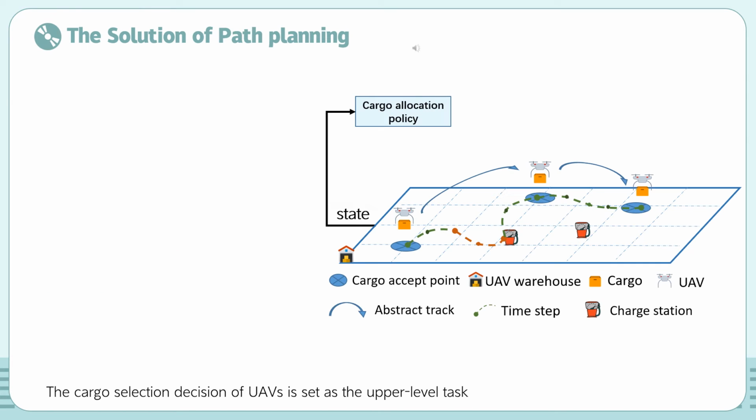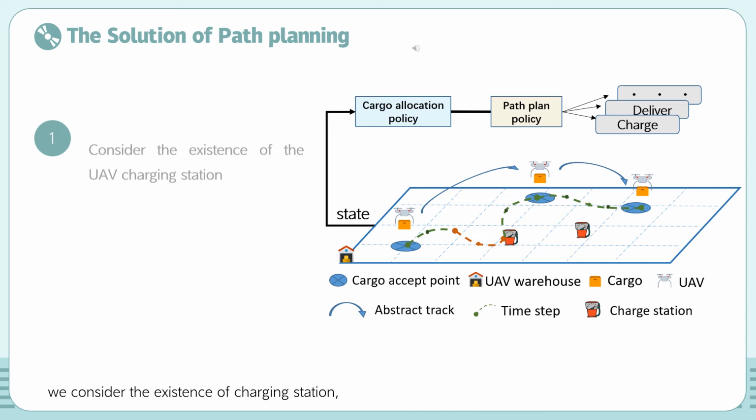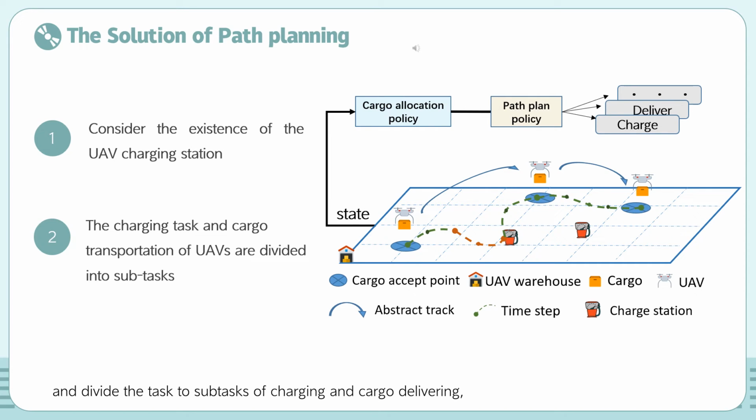The cargo selection decision of UAVs is set as the upper-level task, and the flight path planning of UAVs is set as the lower-level task. In the latter, due to limited battery capacity of UAVs, we consider the existence of charging stations and divide the task into subtasks of charging and cargo delivering.